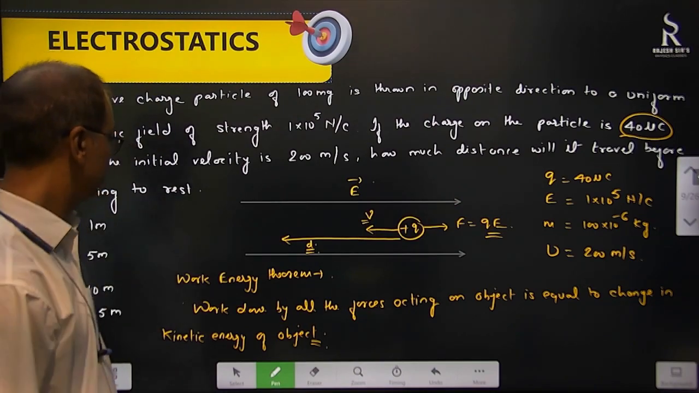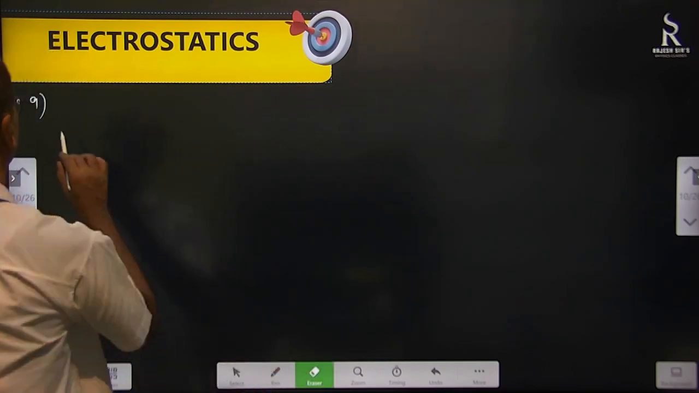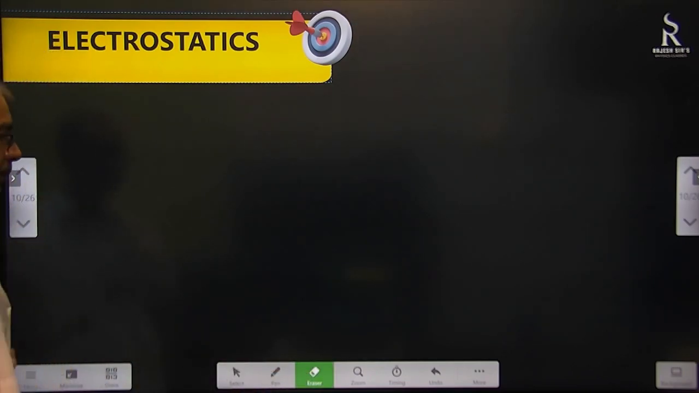So shall we do? Where to do? Space is not there. I think next will be the next question here. No. Saved. I have not written the next question. Okay, so we'll solve here.